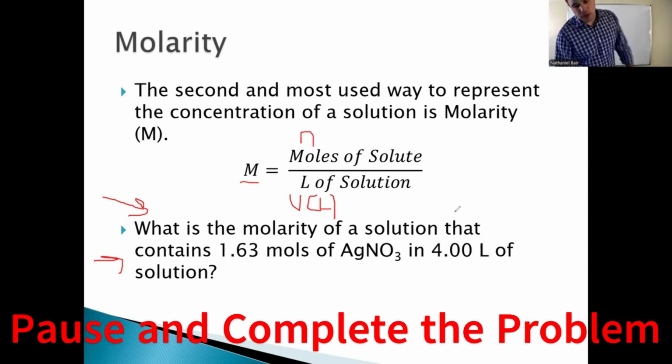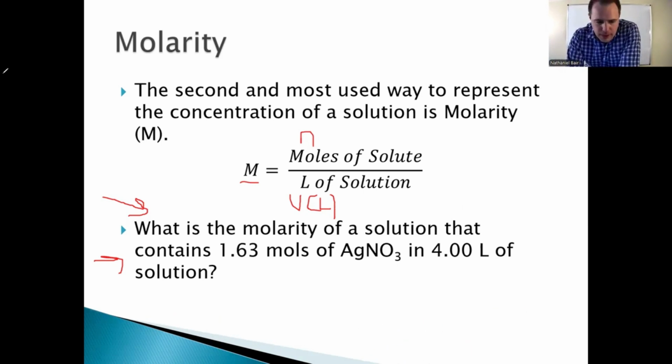All right. So this problem should have been pretty darn easy. That's going to be 1.63 moles divided by 4.00 liters. And that's going to be 3 sig figs divided by 3 sig figs. Those are trailing zeros with a decimal point, so they count. So 1.63 divided by 4.00 is 0.408 molar. And then you want to write the identity of it, right?